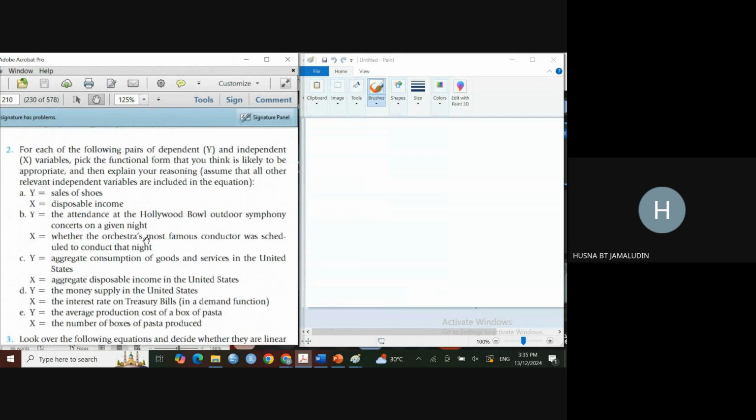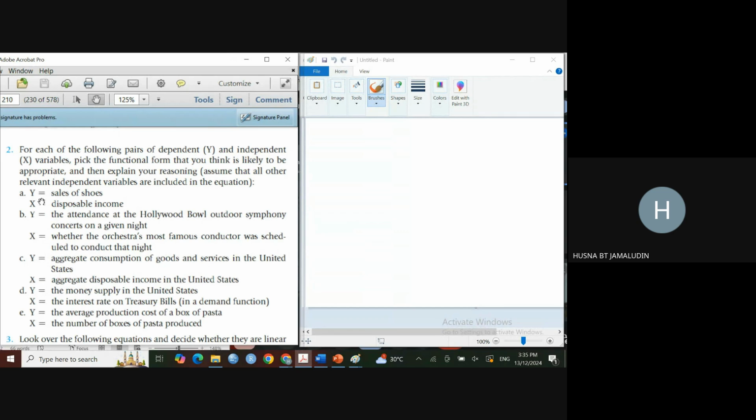Chapter 7 is about functional form, so the question is meant to cater for functional form. You will be seeing this in your final exam as well. That's why when we discussed functional form, I went very slow. These are examples of how a functional form question will be asked. For each of the following pairs of dependent and independent variables, pick the functional form that you think is likely to be appropriate, and then explain your reasoning.